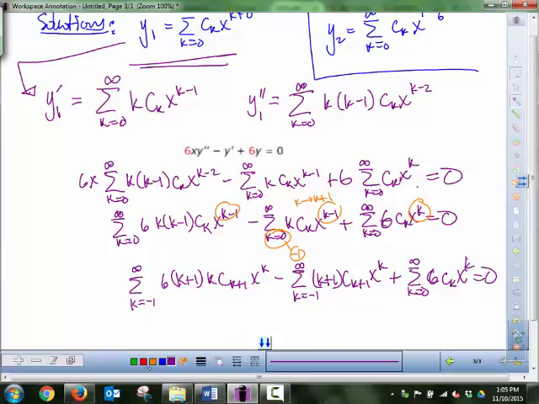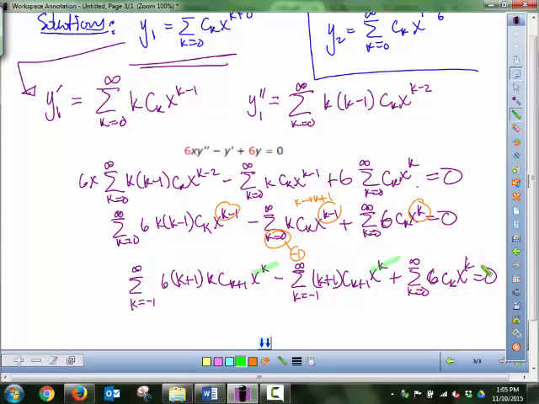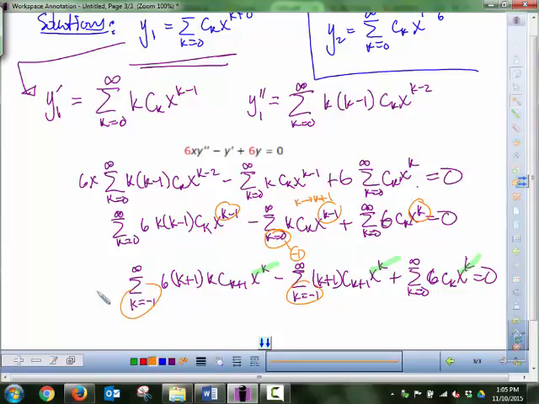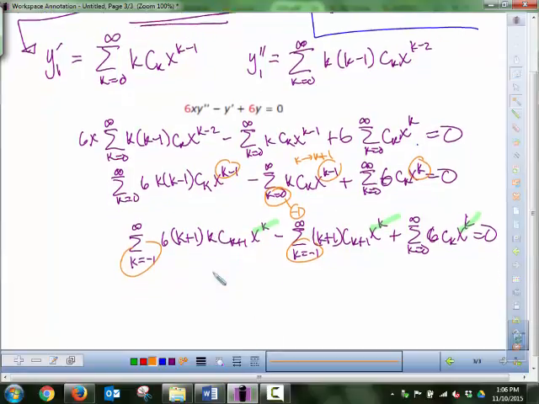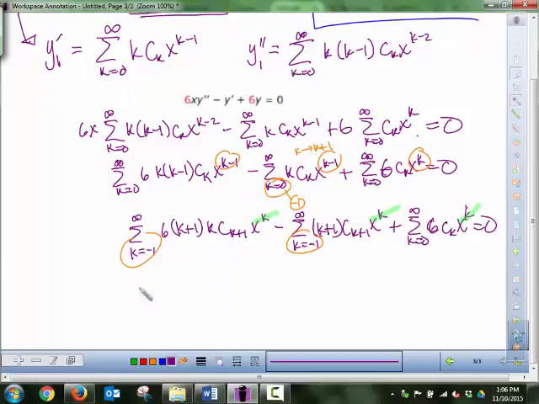But at least now they all have the same powers. Now the only thing that's a problem, a little bit of an issue, is the indices here start at negative 1. So what I want to do is I want to have everything start at 0, which means when k is equal to negative 1, I want to deal with that separately. I want to take that out. So let's deal with k equals negative 1 separately here and write that out.